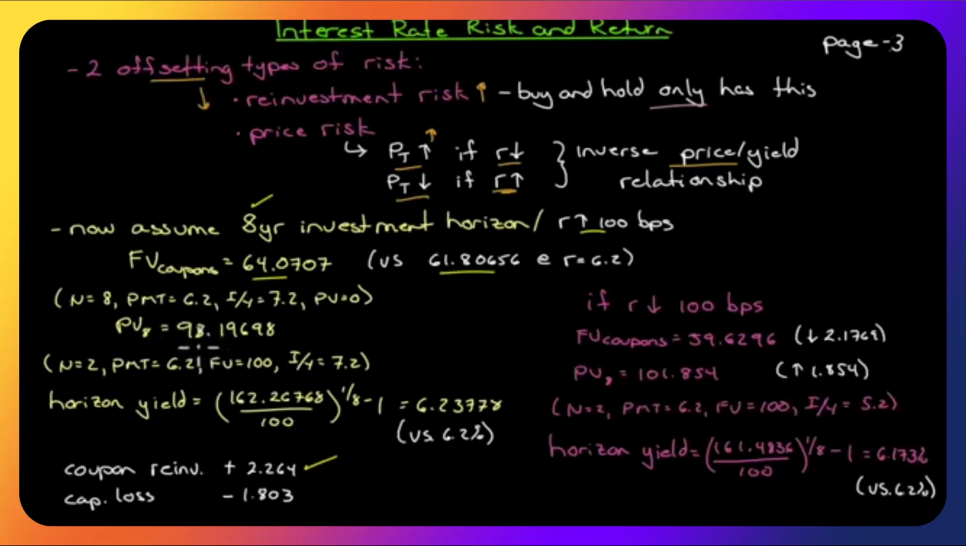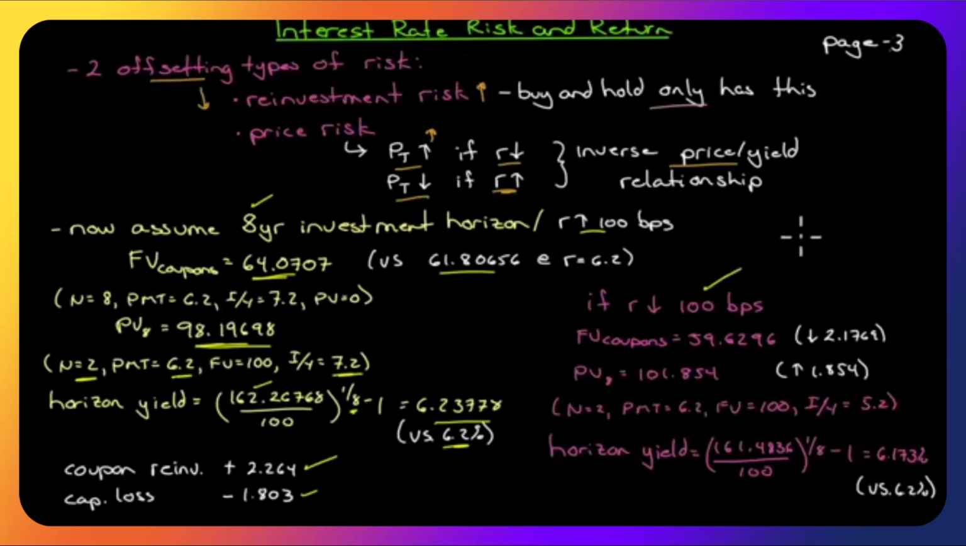When we sell it in 8 years, what is the price going to be? Well, that'll be a 2-year bond paying a 6.2% coupon, requiring a 7.2% market return. We'll get 98.19698. If you add the 64 and the 98, you get to 162 as your total future value. Our horizon was 8 years, so it's to the power of 1 over 8. 6.23778 versus 6.2. Very close back down to the 6.2. By going from 4 years to 8 years, we brought our return from 5.2 up to 6.2. Our capital loss was 1.8308. That is 100 minus the 98.